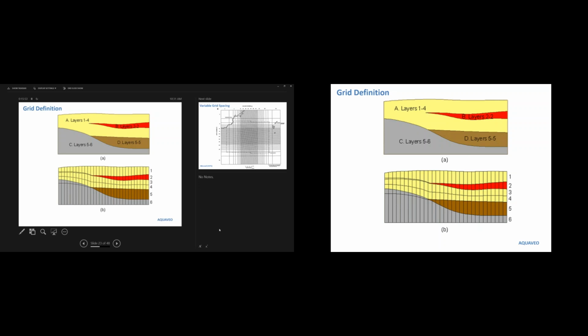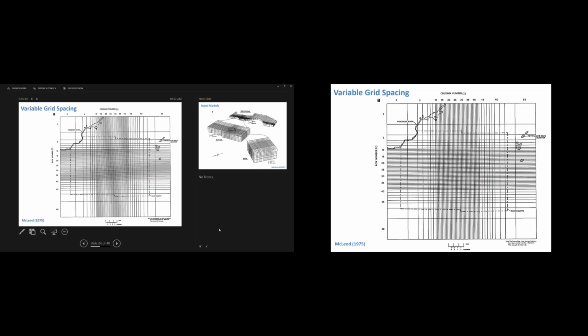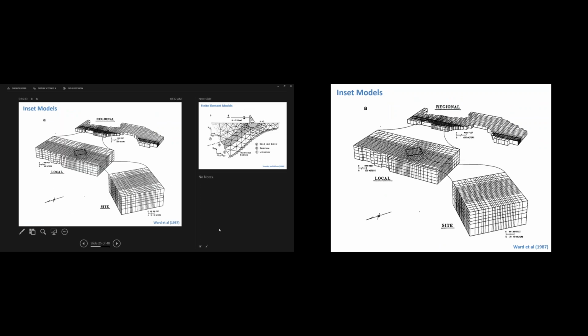Standard MODFLOW requires that if you're going to discretize this and you need this layer in your model over here, that the actual layer has to go throughout the whole model. So you can assign it a property of something else, but the physical layer has to go all the way. So if we have 26 layers in our model, there needs to be 26 layers everywhere, unless we use one of the new codes that has unstructured grid where you can just get rid of them. We talked about gridding some, nested grids, scaling down.